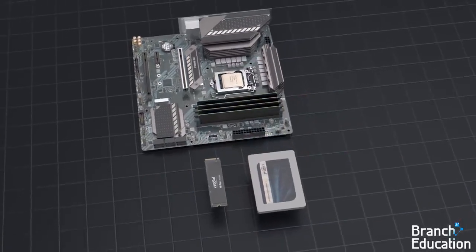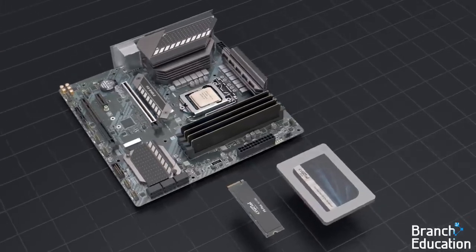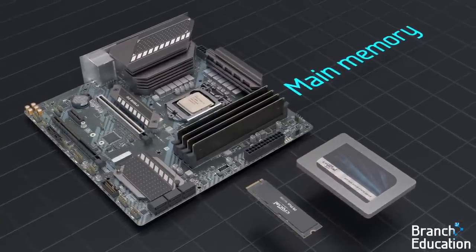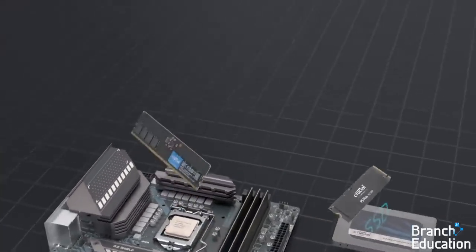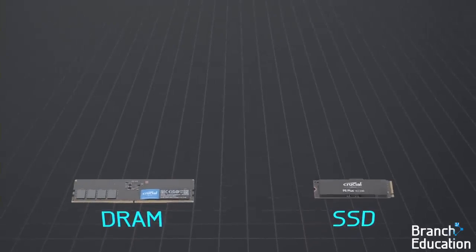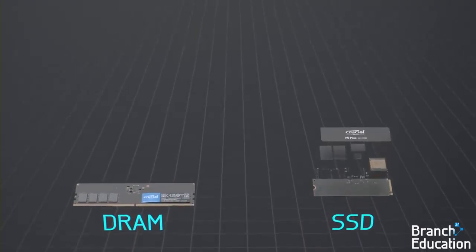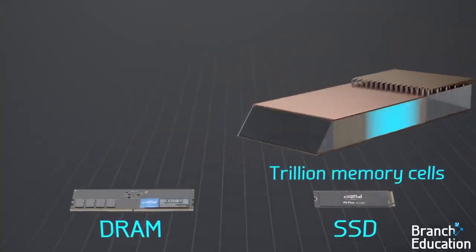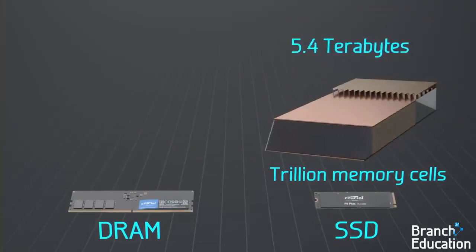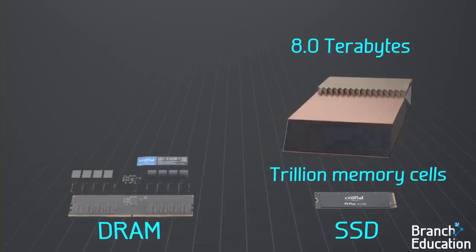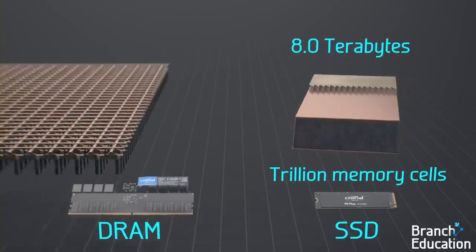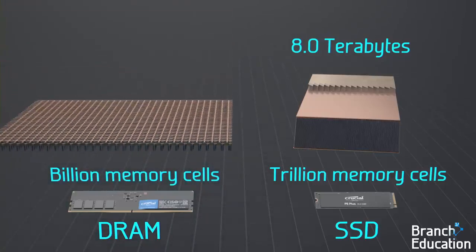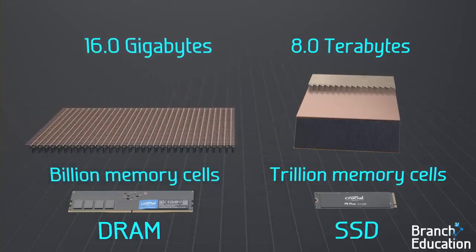Because your CPU works only with data after it's been moved to DRAM, it's also called working memory or main memory. The reason why your desktop uses both SSDs and DRAM is because solid-state drives permanently store data in massive 3D arrays composed of 1 trillion or so memory cells, yielding terabytes of storage, whereas DRAM temporarily stores data in 2D arrays composed of billions of tiny capacitor memory cells, yielding gigabytes of working memory.